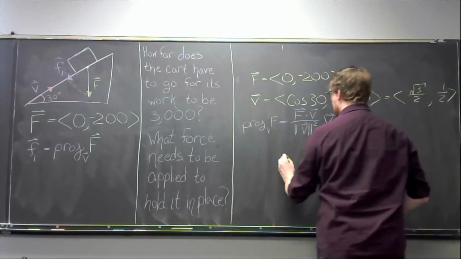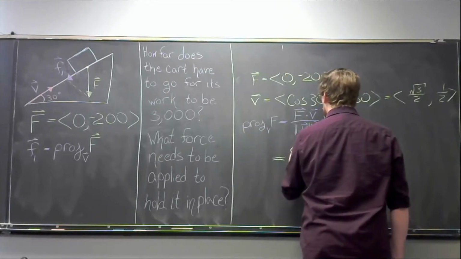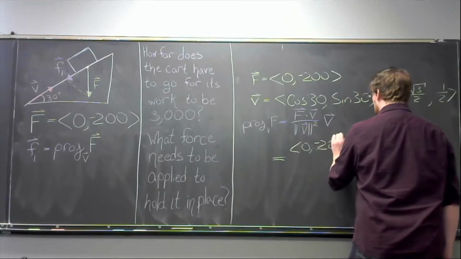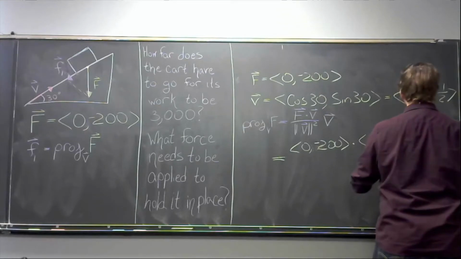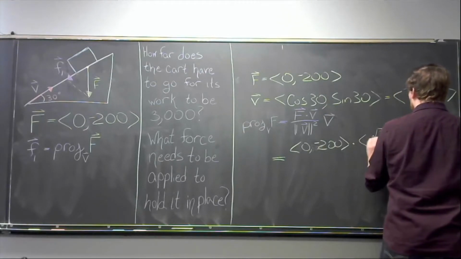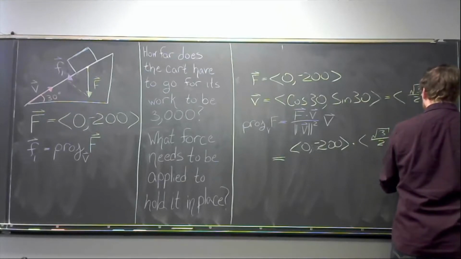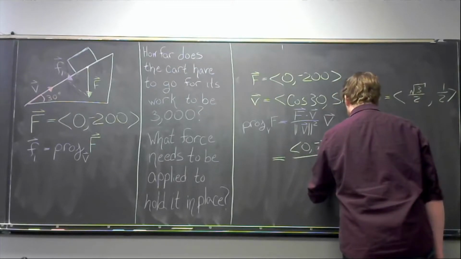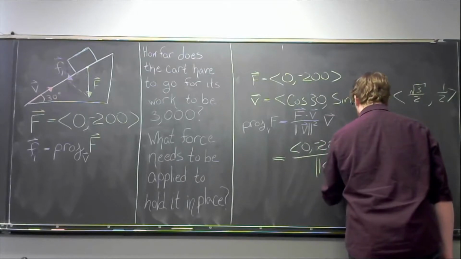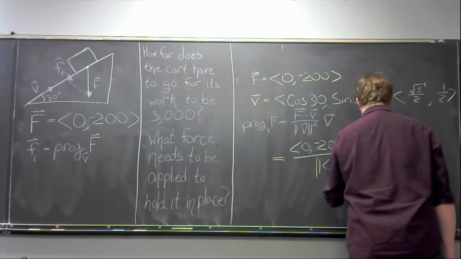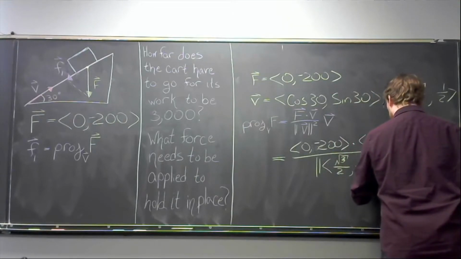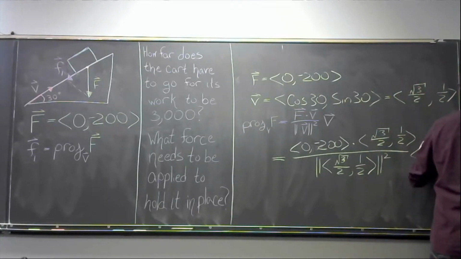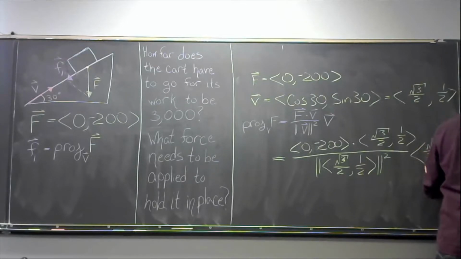When we do that, we're going to have 0, comma, negative 200 dotted with square root of 3 over 2, comma 1/2, over the magnitude of the square root of 3 over 2, comma 1/2, that quantity squared, times the vector square root of 3 over 2, comma 1/2.